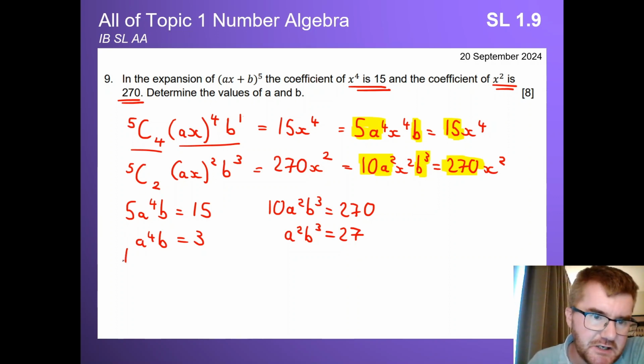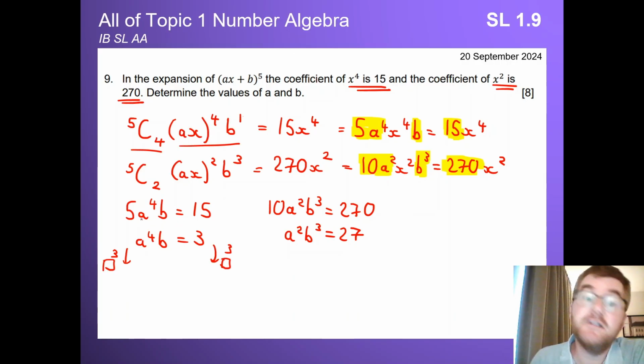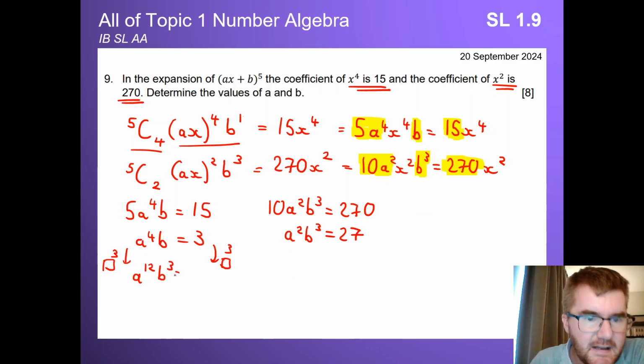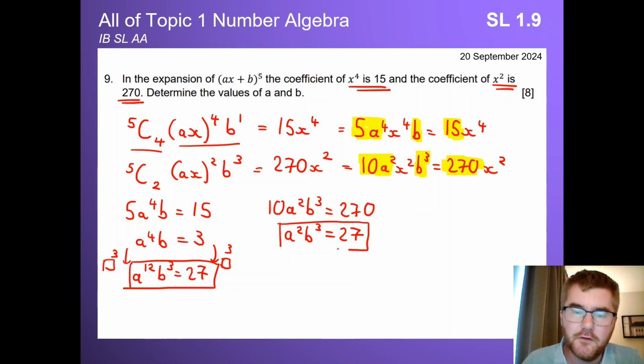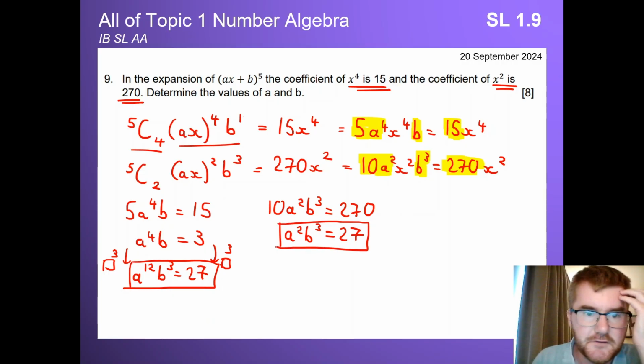So what I'm going to do is cube both sides here. So I'm going to put a little cube to indicate that we're cubing both sides. So if we do that, a to the power of 4 all cubed is a to the power of 12, b cubed is b cubed, and then 3 cubed is 27. Now, why have I done this? So notice we've actually got 27 on both sides, which is kind of useful.